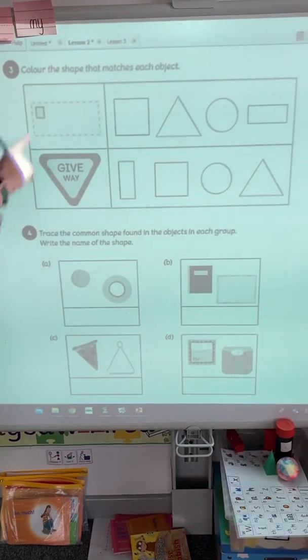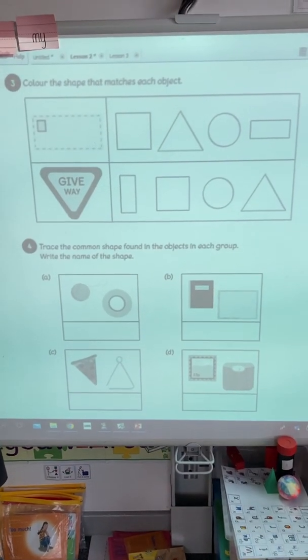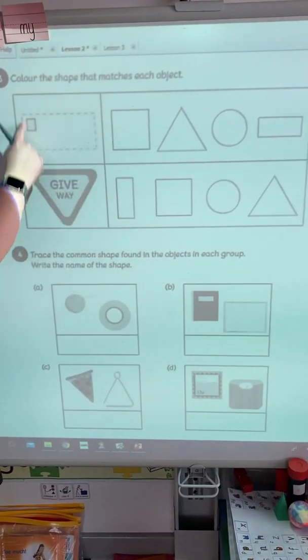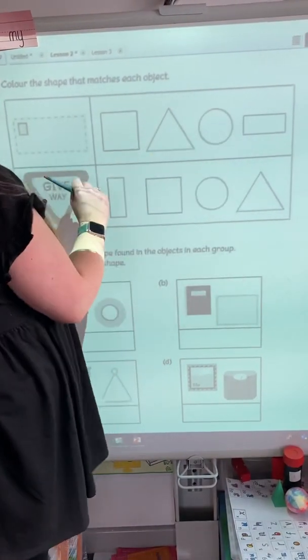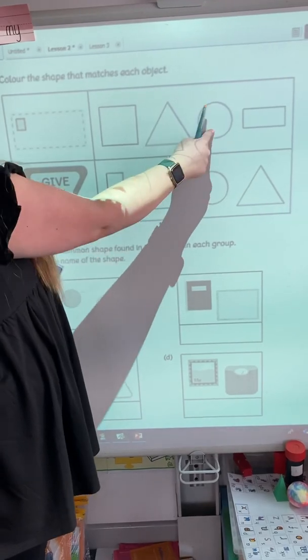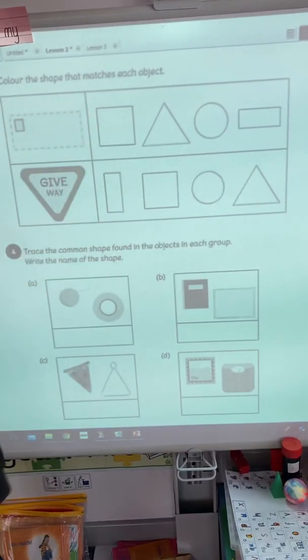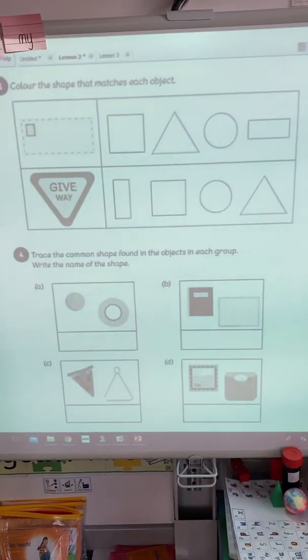And then it says here, colour the shape that matches each object. So what shape is this? And then match it to one of these. So is it a square, triangle, circle, rectangle? Colour in the right one. The same for this one.